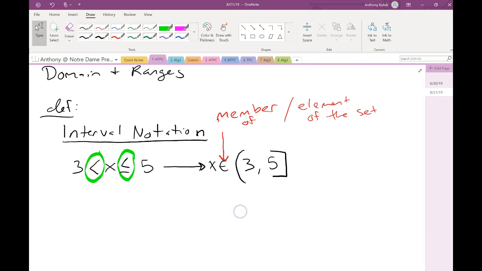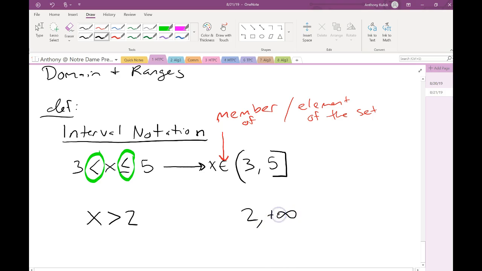Let's do another one of these. How about x is greater than 2? Yes, Sophie. Yes, so the smallest number that we're concerned with here is 2, and the biggest number is infinity.